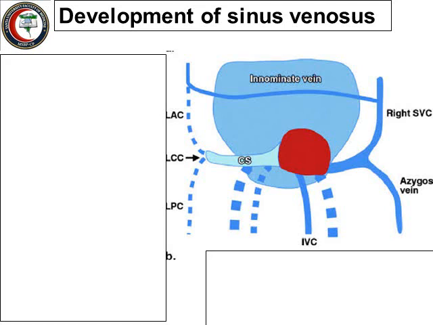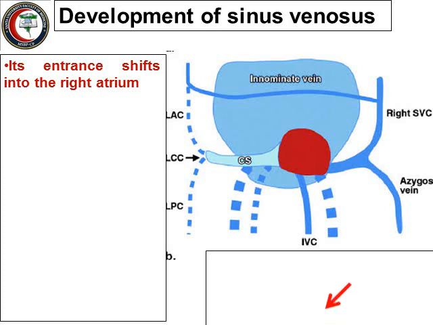The structures go to the left side and become atrophied. Okay, let us see. The first event is the opening of the sinus venosus shifted to the right. It opened into the back of the right atrium.